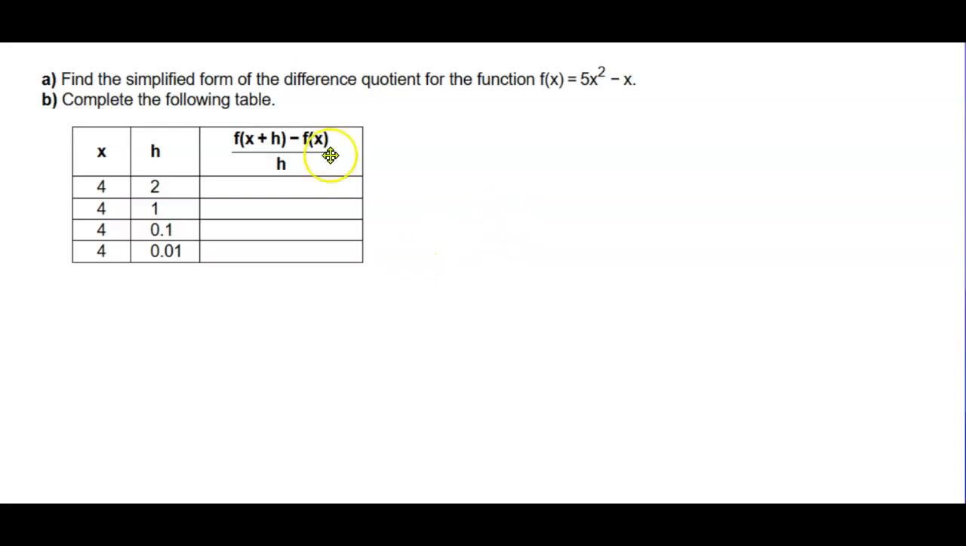Okay, next up, same idea. We're going to find the simplified difference quotient again, and then we'll fill out a similar table to the previous problem. So this one is basically the same idea, it just has 2 terms. The last one was x squared. This is 5x squared minus x.